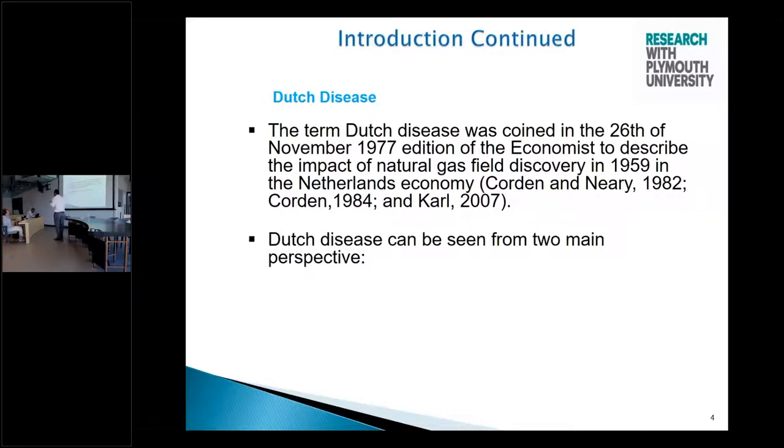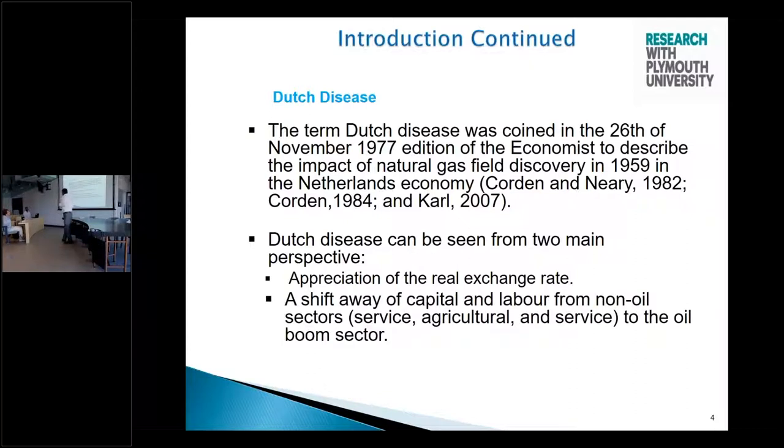How did the negative effect appear in the Netherlands? Through two key economic perspectives. One, appreciation of the real exchange rate. The Dutch currency appreciated and became very expensive, which discouraged exports to other countries. The second, a shift or movement of capital and labor from non-oil sectors, such as service, agriculture, and manufacturing, to the oil sector.